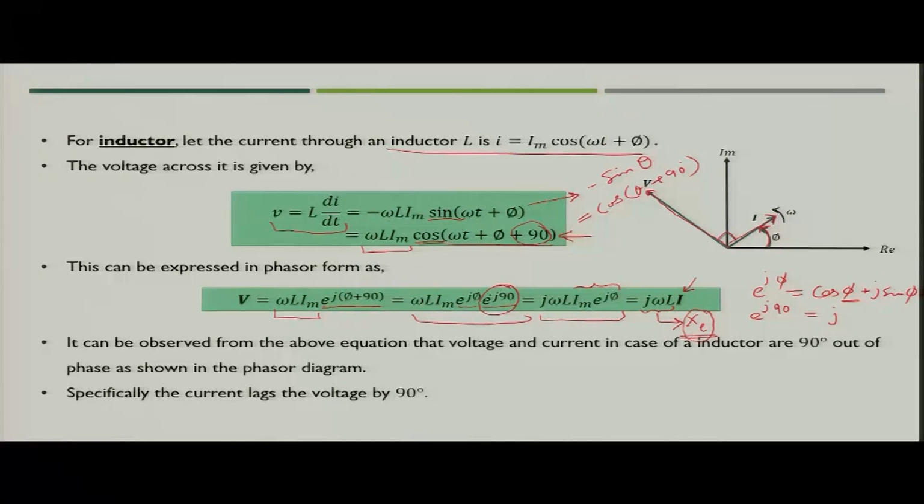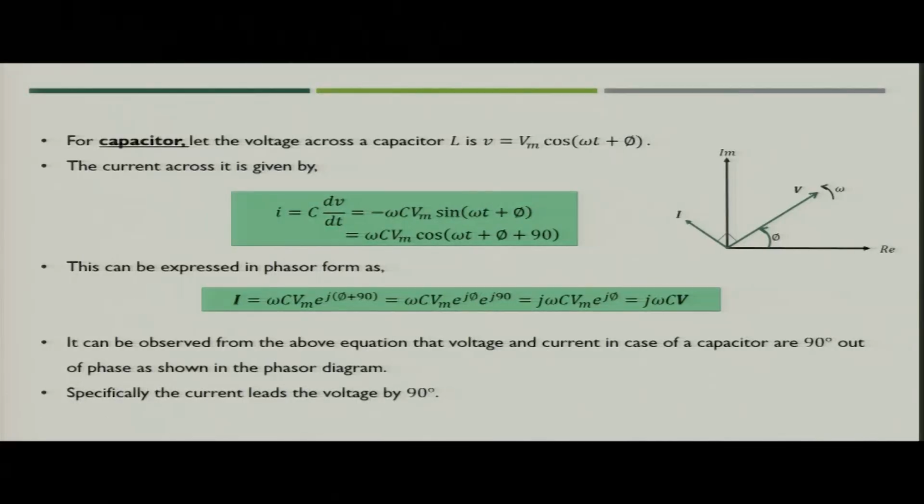So, the value would be omega L I m. That is what we have derived for voltage. Here the value would be different, but the current would be lagging with respect to voltage. So, if you see the phasor diagram, it is clear that voltage is at 90 plus phi with respect to the real axis, and it is 90 degree leading with respect to current.